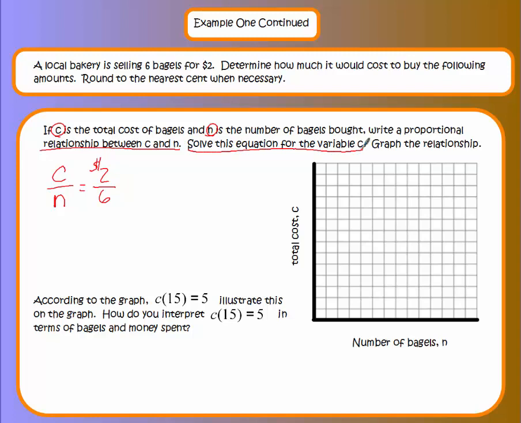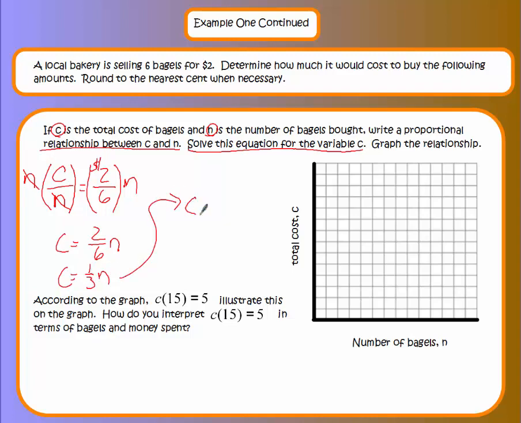Well, what does that mean? That means let's get C all by itself. Well, one way to do that, again, we could either cross multiply, or we can notice that I have a fraction here, so I can just multiply by whatever's in the denominator. In this case it is n. These are going to cancel off, leaving me with c equals 2 over 6n. You could also reduce that and say c equals 1/3 n. It's also okay to write it like this, c equals n over 3, if you really wanted to.